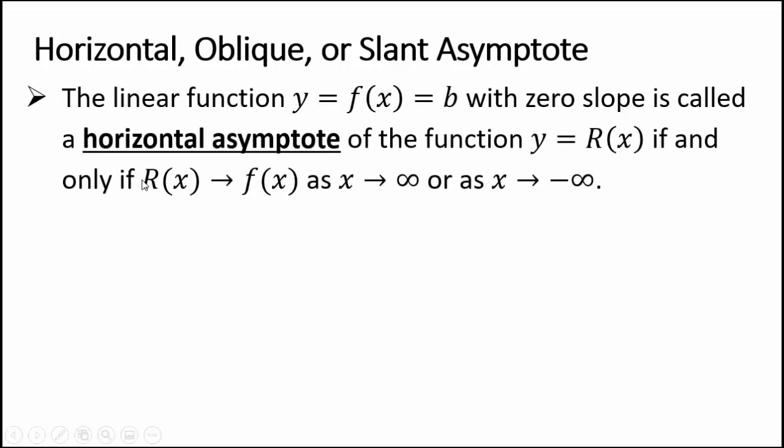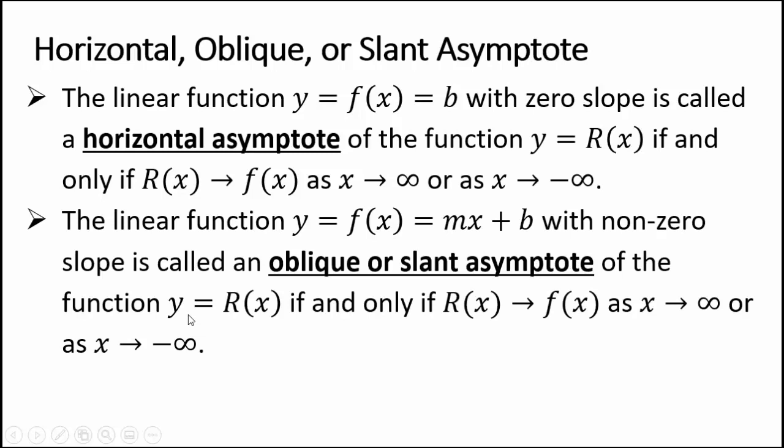So if our quotient approaches a linear function with zero slope as x goes to plus or minus infinity, we will call that constant, y equals that constant, our horizontal asymptote. If your rational function approaches f of x, where f of x is y equals mx plus b with non-zero slope, we call this a slant or oblique asymptote. So as x goes to plus or minus infinity, if your function r of x approaches a constant, which is a linear function with zero slope, you have horizontal asymptotes. If your rational function approaches a linear function mx plus b with non-zero slope, as x approaches plus or minus infinity, we call that a slant or oblique asymptote.